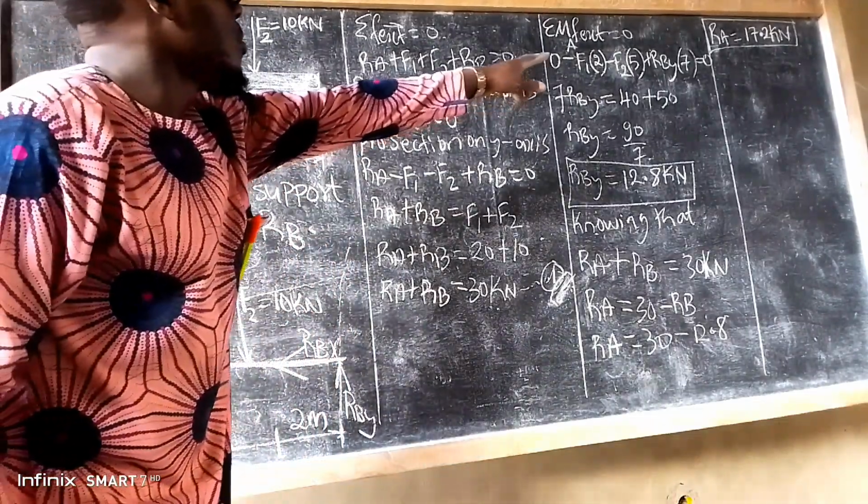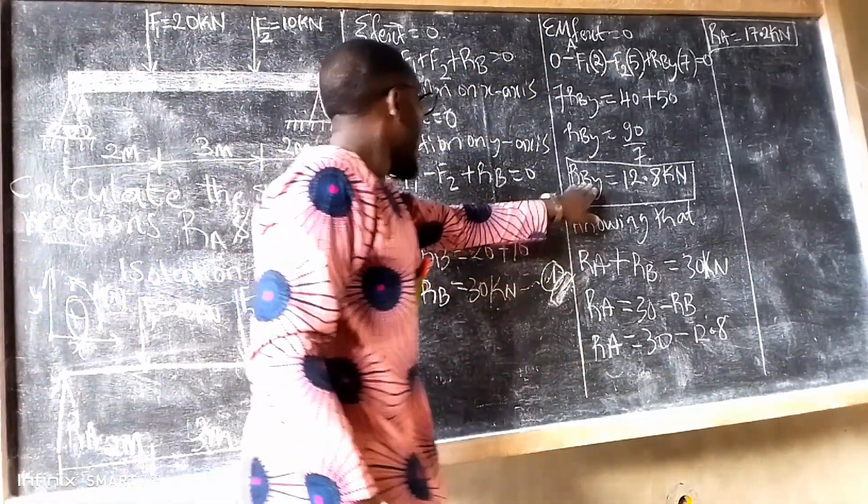So this is how we look for the value of RA and the value of RB.